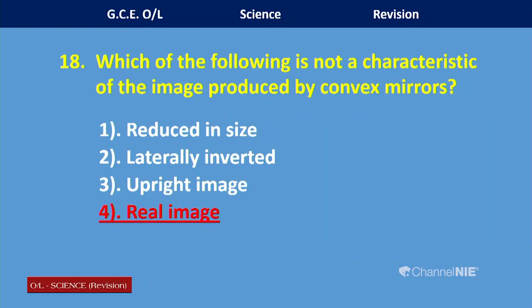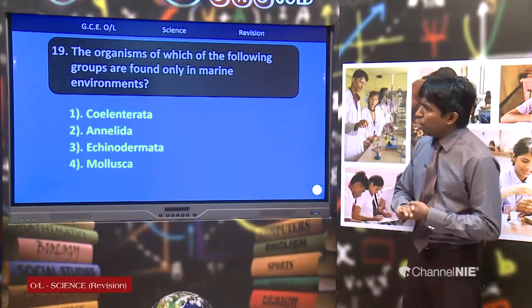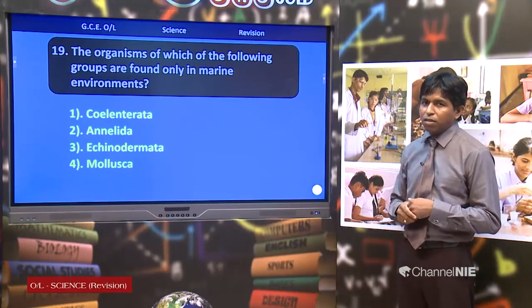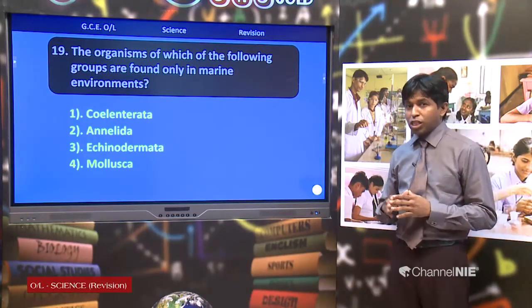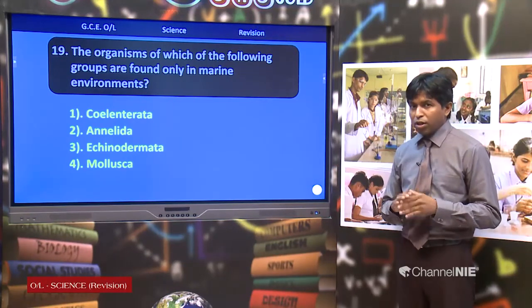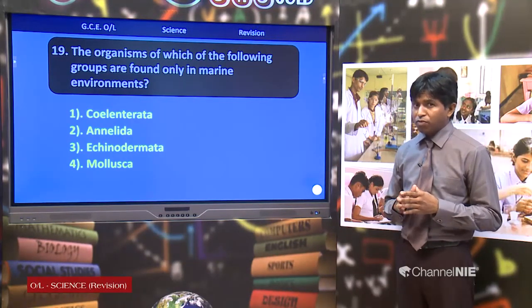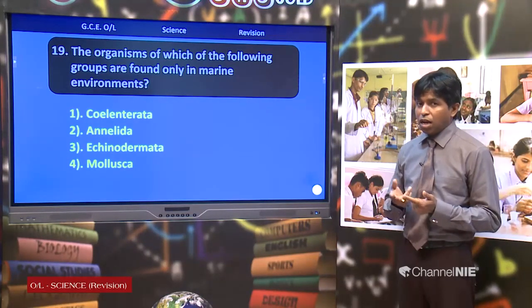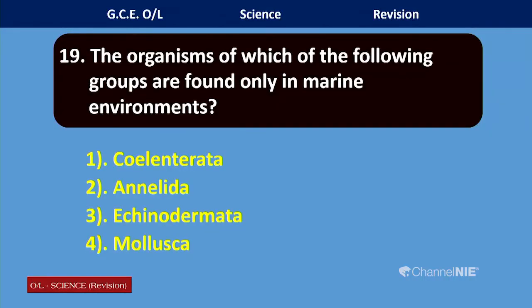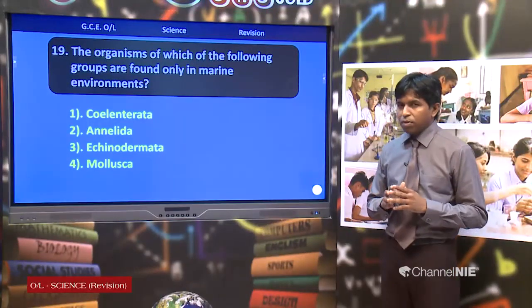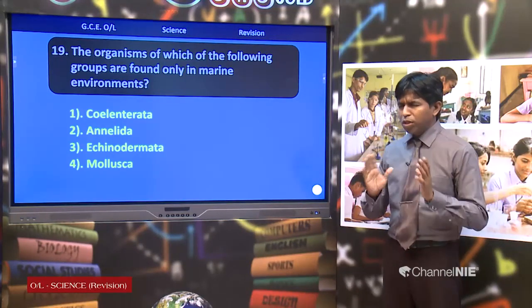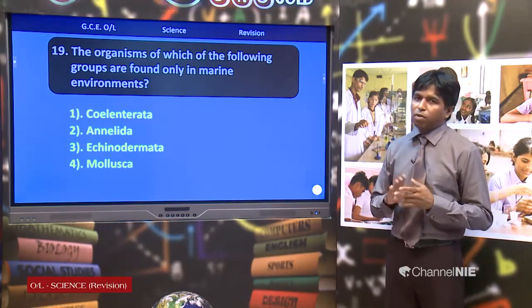Let us move to question number 19. The organisms of which of the following groups are found only in marine environment? This is from your grade 10 chapter 13, classification. There you have learned about 5 invertebrate phyla, beginning from coelenterata, annelida, mollusca, arthropoda and echinodermata. Out of the 5 invertebrate phyla, the organisms of the last phylum, echinodermata, are all found in seawater, in a marine environment.